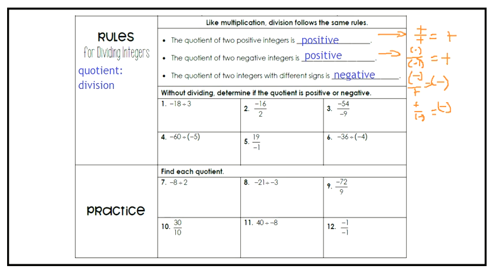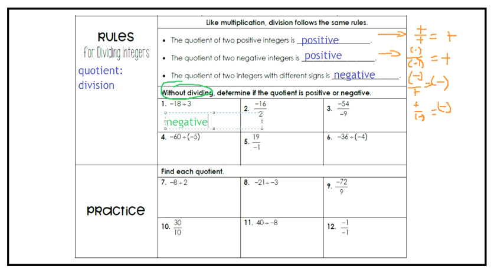Now, let's read the instruction for the next one. Without dividing. Do not divide. You guys get into trouble where you just divide without reading the instructions. So without dividing, determine if its quotient is positive or negative. I look at negative 18 divided by 3. A negative divided by a positive, that would be this one down here, and it's going to be negative. So all you're doing is writing negative or positive for those 6.